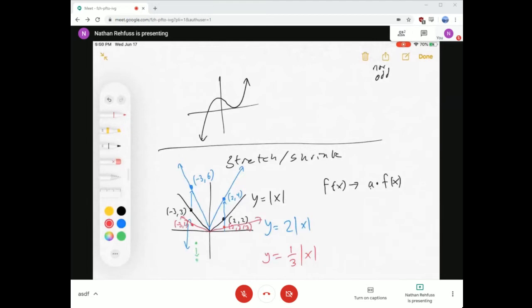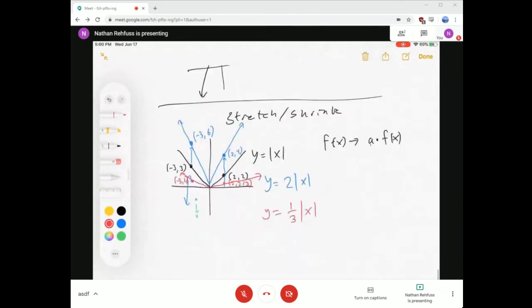So that's a vertical stretch or shrink. You multiply your output by a number, and all the y coordinates get magnified by a factor of that number. So again, this is a vertical transformation. It's only going to affect the y coordinate, not the x coordinate. So this is a vertical stretch.